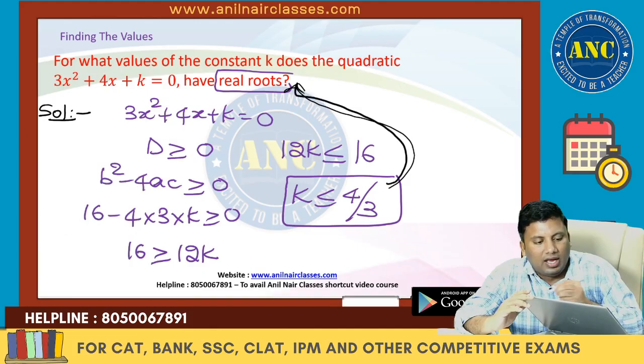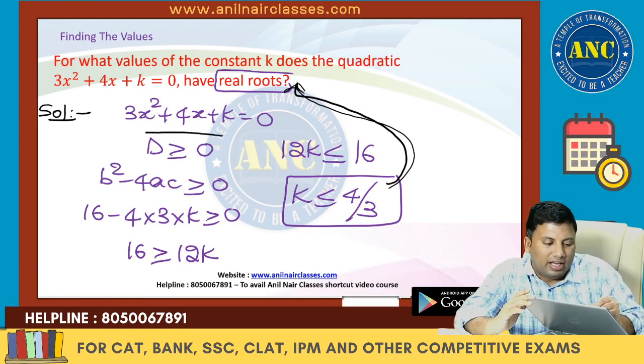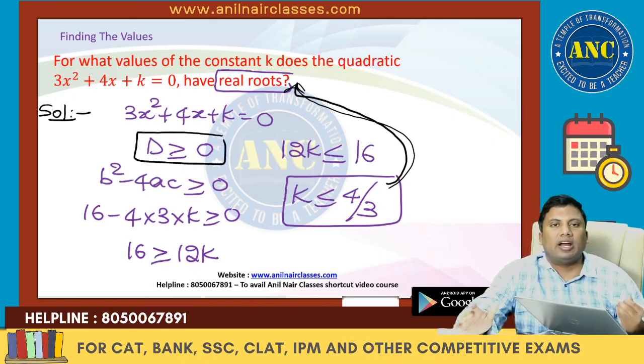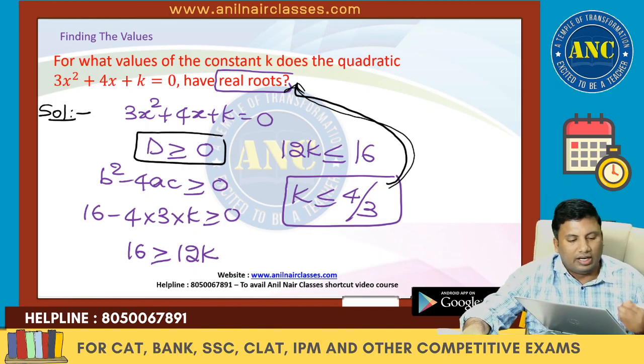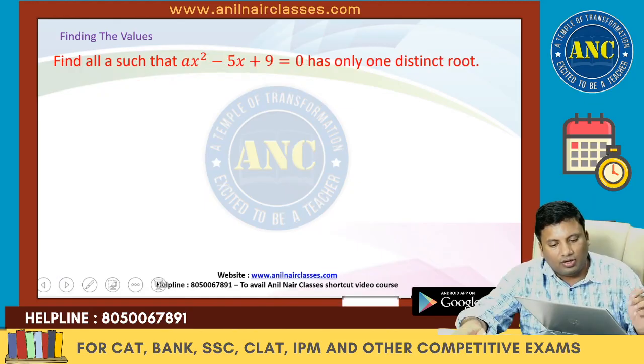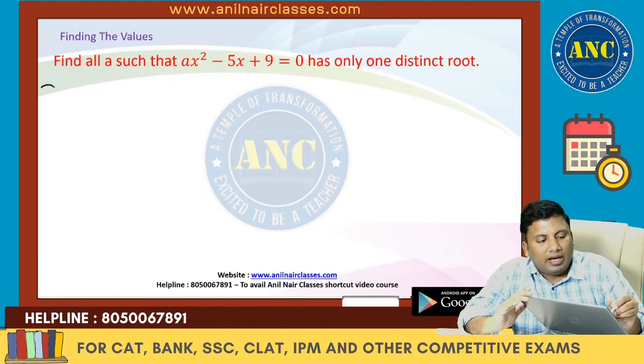I hope the idea is clear. Idea is to use discriminant greater than or equivalent to 0. Next question.